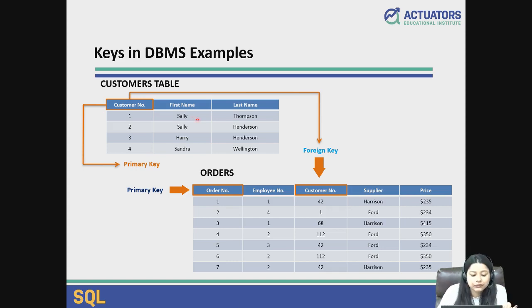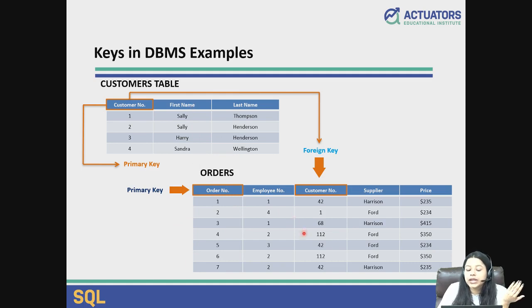So here in this table, I've decided to go with customer number as the primary key. This is my primary key. In the orders table, obviously the order number cannot be the same, neither can it be null. So this I've decided as the primary key for the orders table.